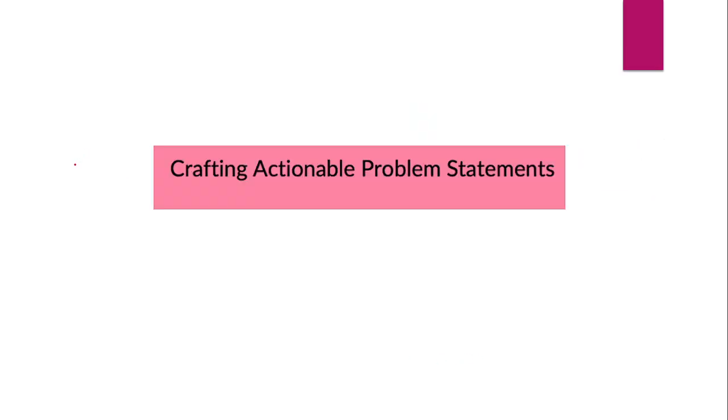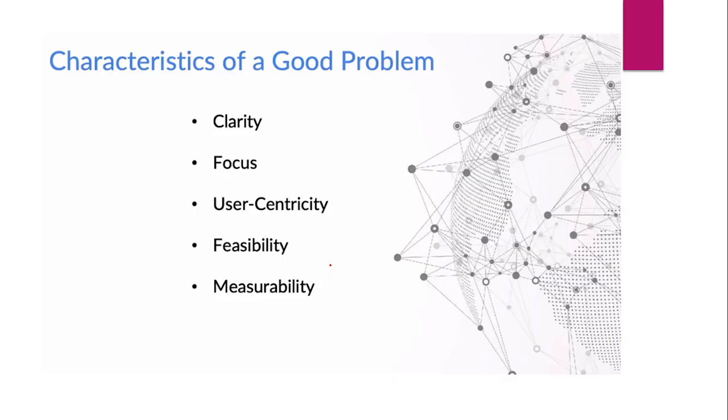Coming to the next, previously we have to identify the problem. After identifying the problem, the most enhancing skill is crafting the actionable problem statement. If you are good at crafting the actionable problem statement, you are a good designer, as well as you are giving a solution for the end user in a user centric mode. So that is the main thing while talking about actionable problem statements.